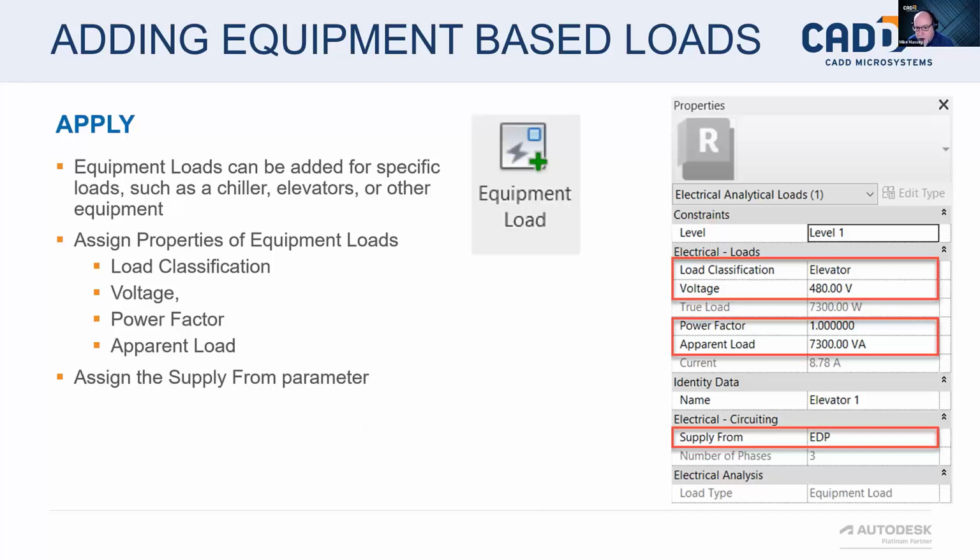As far as the equipment load, if we do have equipment in there, we can just add the equipment, and once we add it, we'll switch back over to the properties. On the properties, it's not using a square footage or anything to calculate the load. We just simply assign the load to it. So we can assign the load classification, the voltage, the power factor, the parent load. We can also tell it which panel it's coming from. But that's just a standalone piece of equipment that we've come in and assigned the load for separately from everything else.